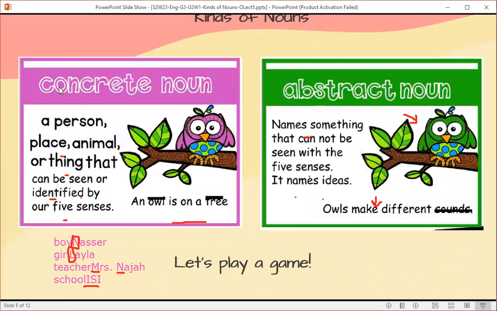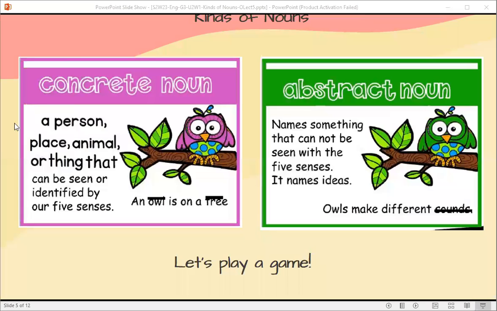What are the other two nouns? I have a concrete noun and an abstract noun. What do we mean? A concrete noun is any person, place, animal, or thing that can be seen or identified by our five senses. When you can see it, or smell it, or hear it, or taste it. For example, an owl is on a tree. So where is the owl? I can see it. Here's the owl. It's on the tree. I can see the owl and I can see the tree. So these are called concrete nouns.